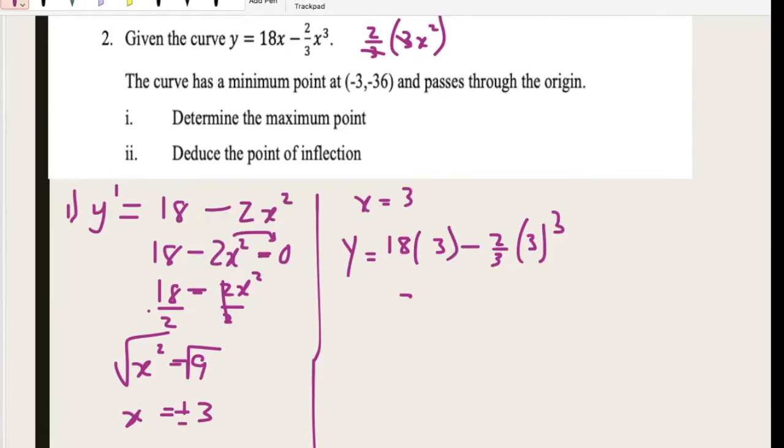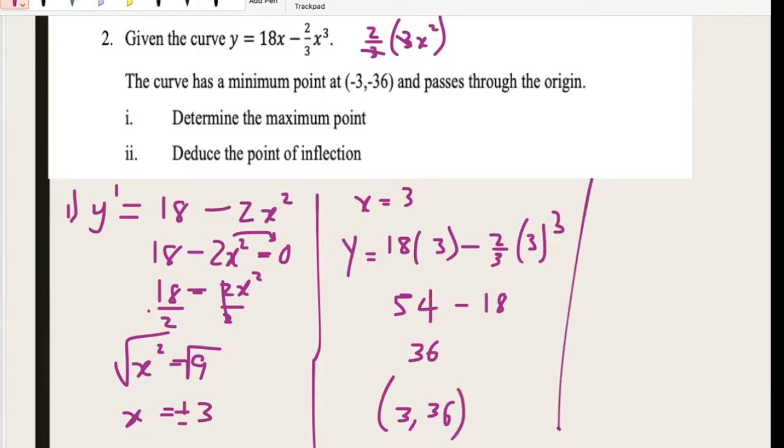18 times 3, that's 54. 3 cubed is 27, but 27 divided by 3 is 9, so 9 twos are 18. 54 minus 18 gives me 36. So my next turning point: x is 3 and y is 36.